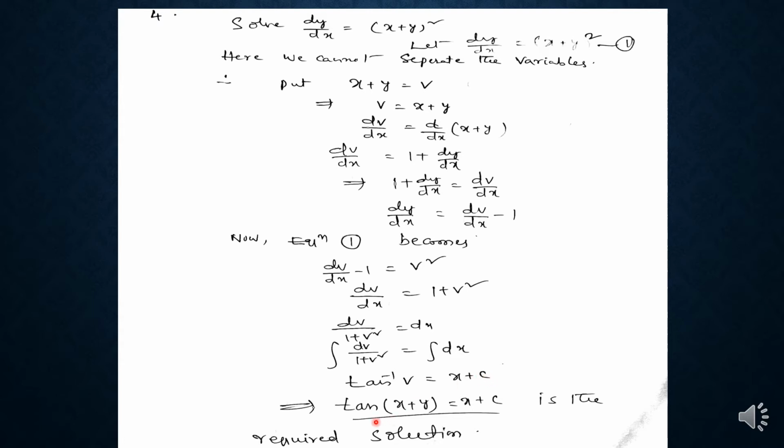Here, in the final solution, v is our substitution variable, not given in the question. So what should we substitute? What is v? v is equal to x plus y. So by substituting v is equal to x plus y, tan inverse of (x plus y) is equal to x plus c, which is the required solution.